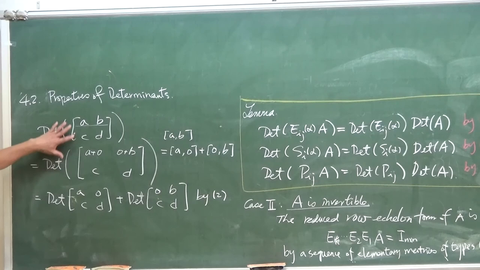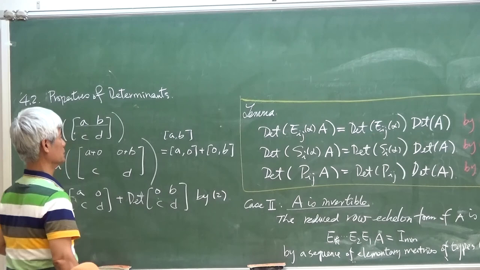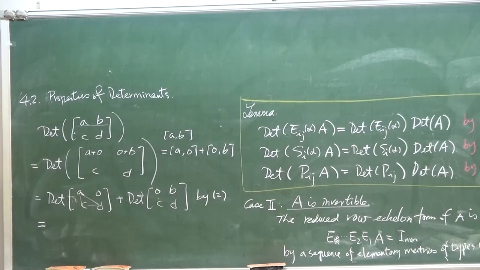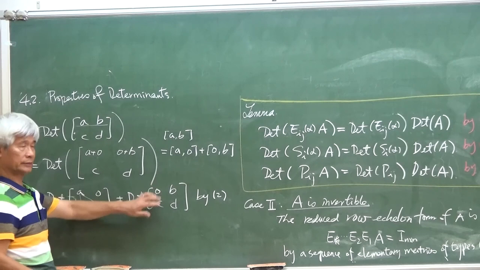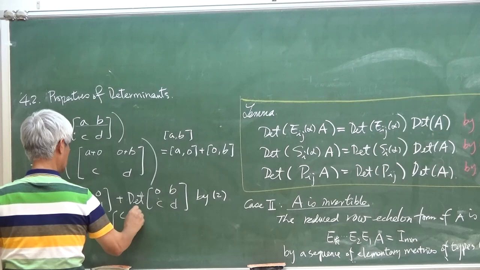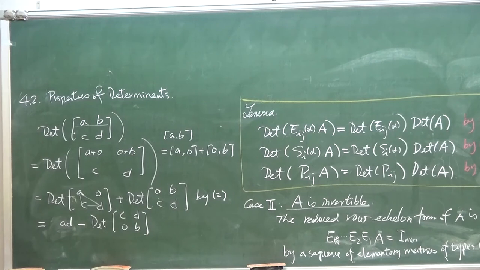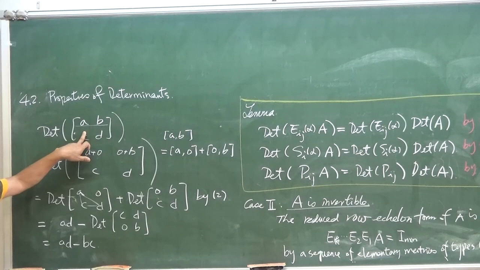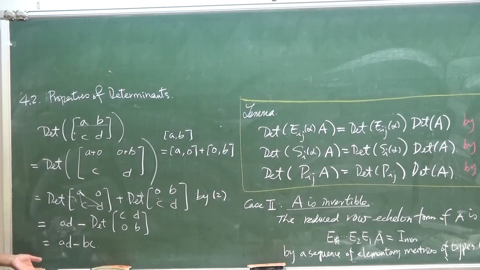So we regard the row vector (a, b) as a linear combination of two rows. Now this one is already a triangular matrix, but this is not, so we exchange the two rows. We already know the first is ad, and now this is minus the determinant of (c, d; 0, b), because we do the row exchange. So this is ad minus bc, and we are done. By applying our properties, any determinant function on a 2 by 2 matrix ends up with this formula. So it's unique, no other choices, because we are forced to get to this endpoint.